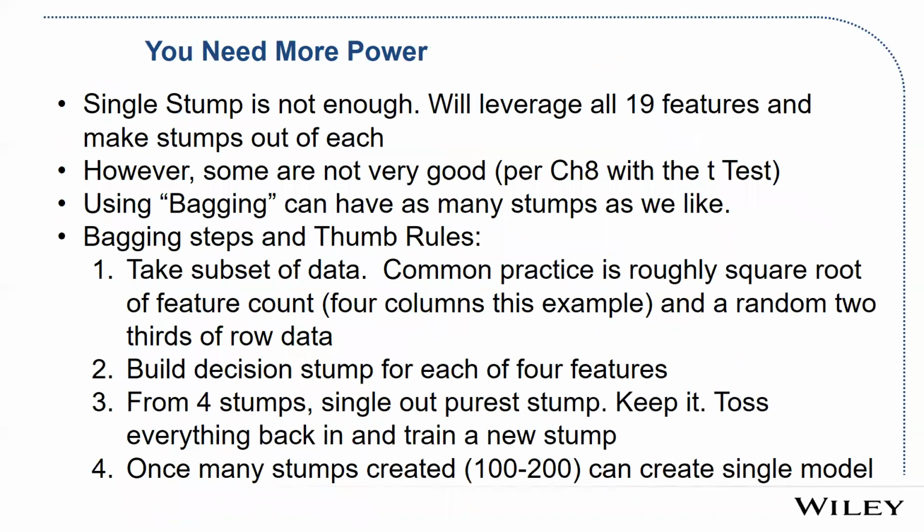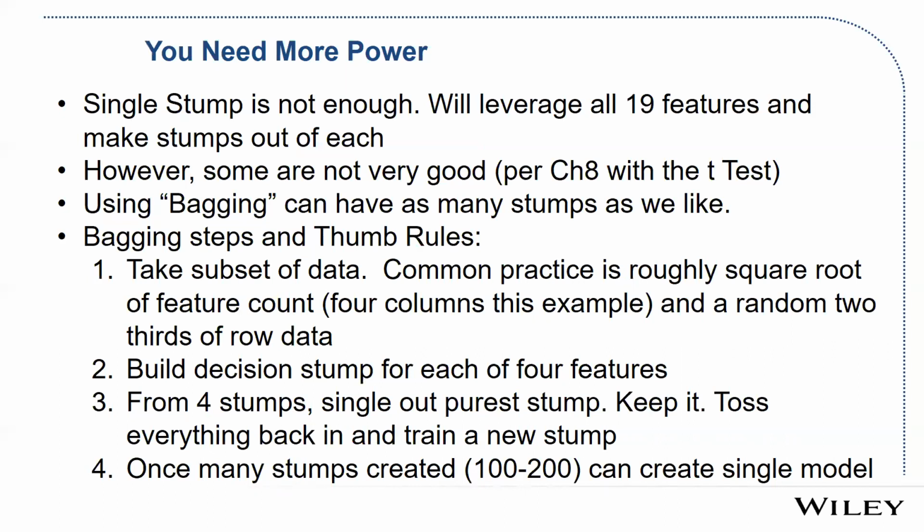So as we said, one single stump isn't going to be enough. If all you're doing is 6% better, that doesn't really move the needle that much. However, we're going to take into account all 19 of these features. We're going to make a stump out of each. And now if we take the 6% times like 19 and get that whole composite, now we start getting a model. And this is all going to be called bagging.